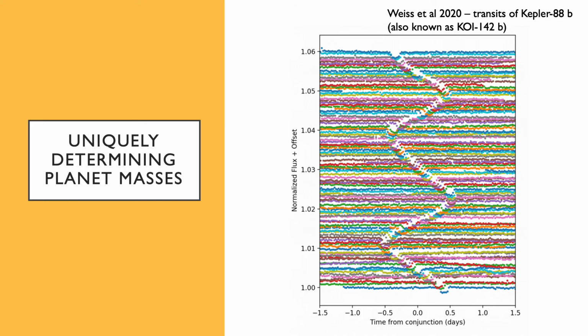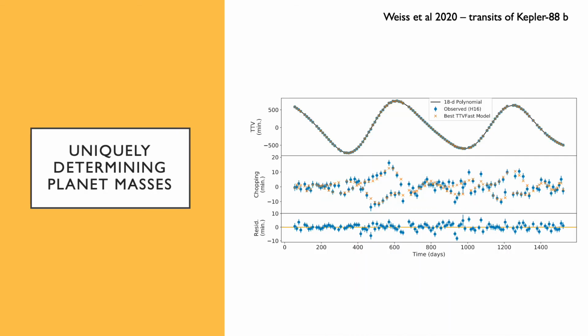So I'm now showing a figure from Weiss et al. 2020, which is the same river plot and shows the transits of Kepler 88b, which is KOI 142b. And again, you can really clearly see the signal that's due to the perturbing planet, which is Kepler 88c. If we take a look at this data presented in a slightly different way, in the top panel, the river plot is replotted as the amplitude of the TTV at each transit event. And you can see that if you fit a polynomial to this, then you get a pretty good fit to the TTV signal over the Kepler baseline.